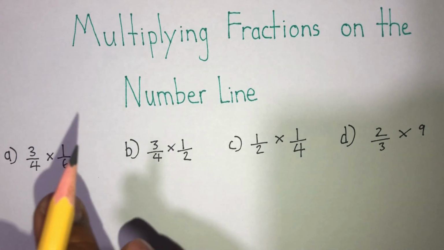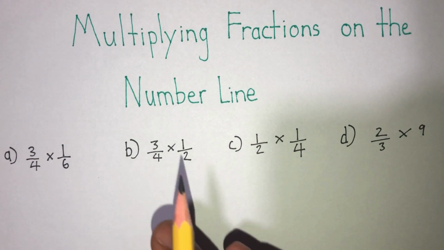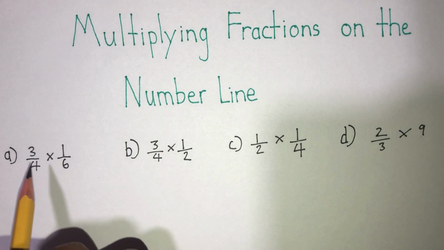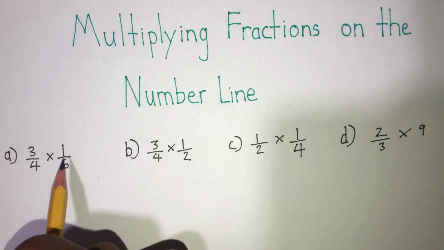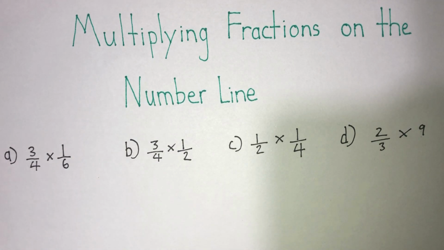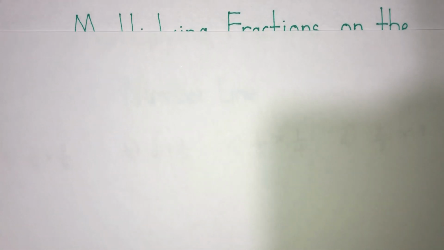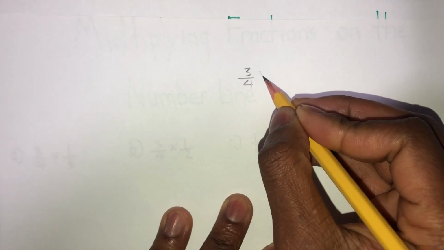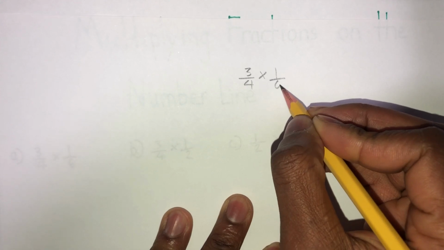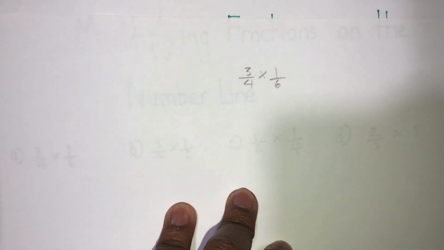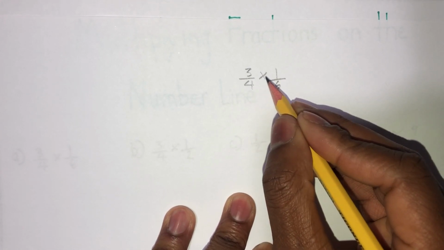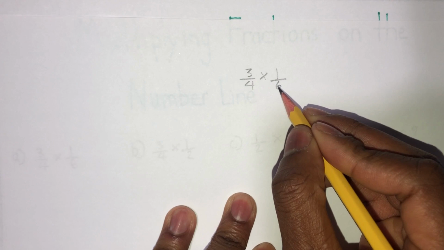Let's look at the multiplication of fractions on the number line. So our first problem is 3/4 of 1/6. Three quarters of 1/6. Another way we can word this is 3/4 of the distance to 1/6.